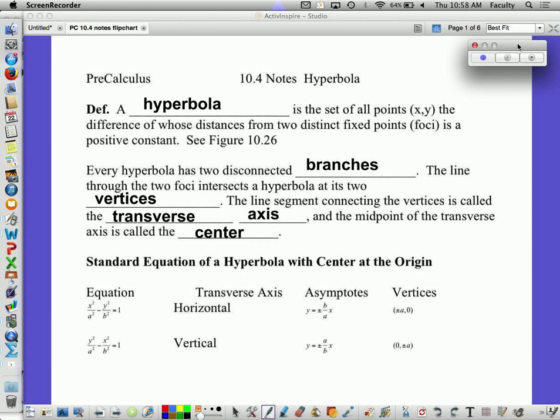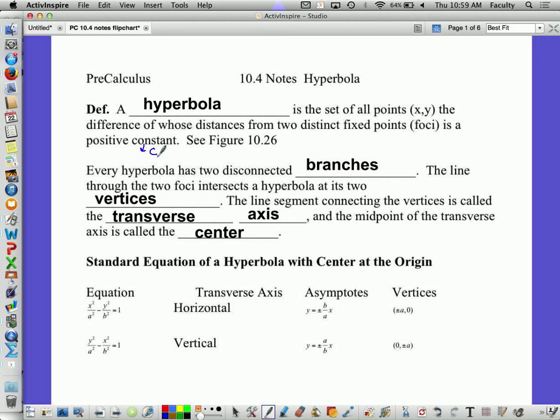A hyperbola is the set of all points (x, y), the difference of whose distances from two distinct fixed points, the foci, is a positive constant. This is the C value.